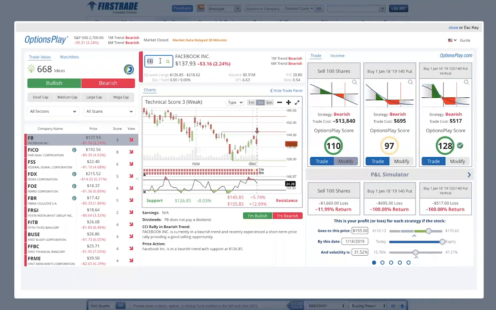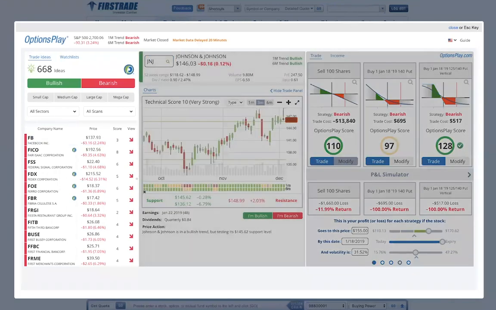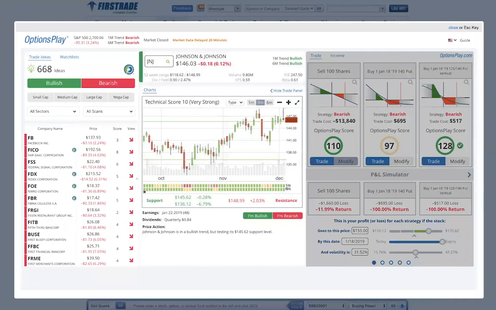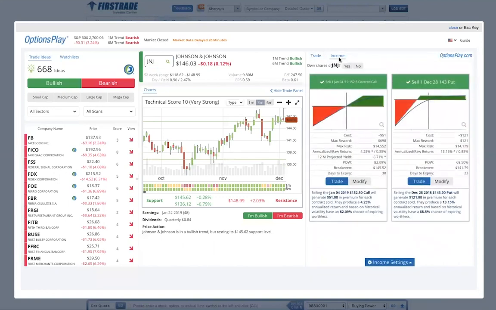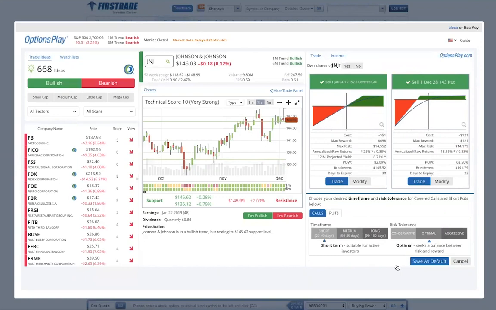And then lastly, let's go over to Johnson & Johnson again. I want to walk you guys through a covered call. I want to show you how easy it is to find a covered call, because on the income tab here in Options Play, we have a button at the bottom that's called income settings. We'll cover this in our covered call webinar for those of you that want to learn more about the strategy, but you can set your own settings for covered calls.